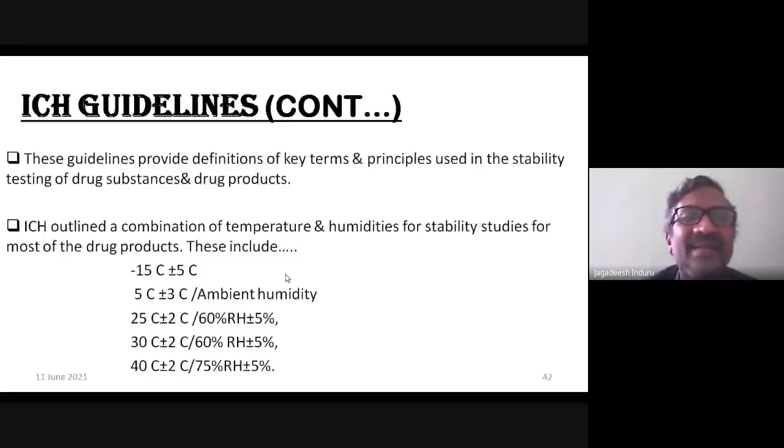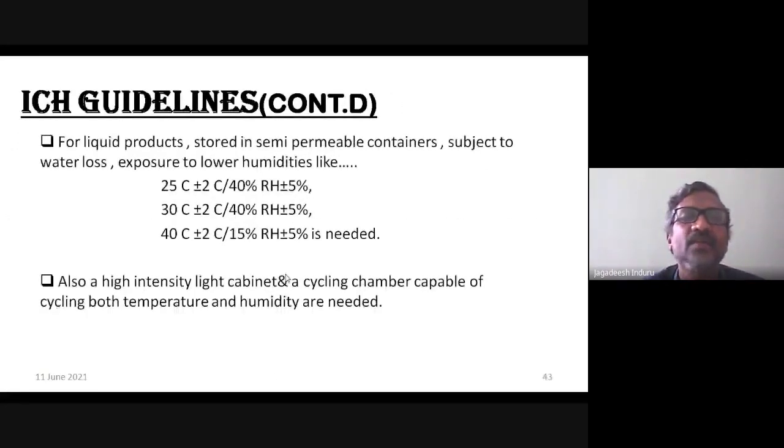For the liquid products, the guideline says that if the liquid products are stored in semi-permeable containers, they are subjected to water loss and exposure to lower humidities. It is not like a closed container such as ampules. It has corked bottles and screwed bottles. They have stability conditions of 25 degrees centigrade plus or minus 2 with 40% RH, 30 degrees centigrade with 40% RH, and 40 degrees centigrade with 75% RH needed. It is actually 75%, and it got written as 15. I will correct it. This is what is required for the liquid products.